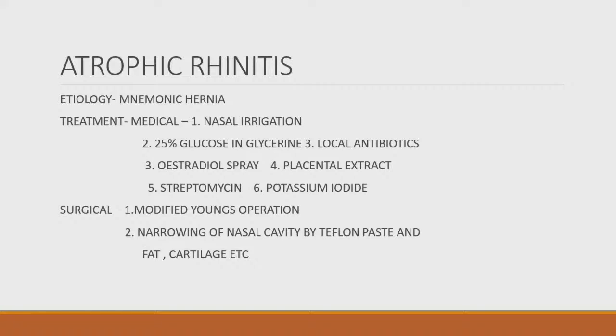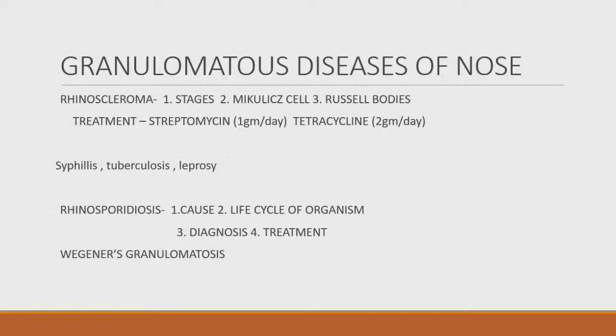Surgically, the modified Young's operation is done. Here the flaps are elevated bilaterally and some space is left in between, which is different from the Young's operation. Narrowing of the nasal cavity by Teflon paste, fat and cartilage etc. is done, that is, the cartilage graft and Teflon paste are injected submucosally and narrowing of the nasal cavity is done.